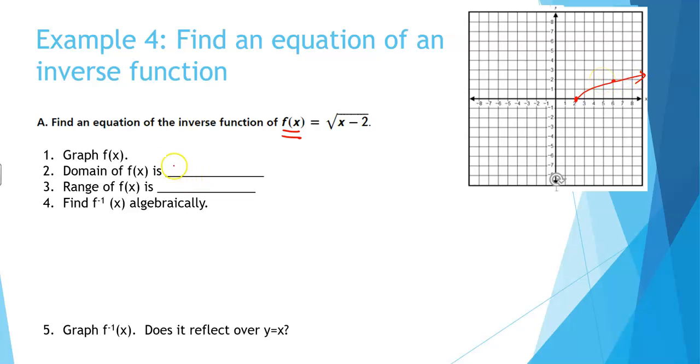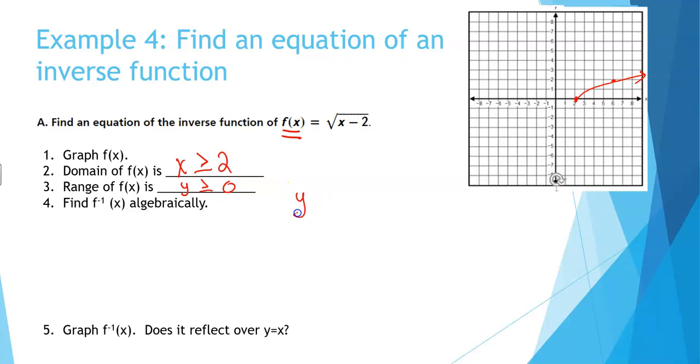So the domain of the f of x is x has to be greater than or equal to 2. So this is as small as it can get. Now the range would be y greater than or equal to 0. So that's the smallest, that point right there. Remember the 2, 0.